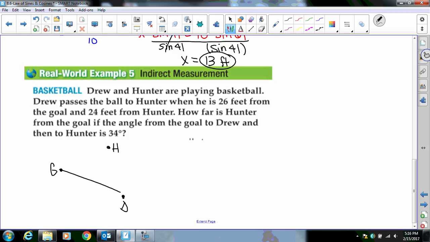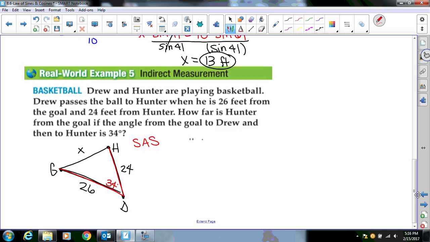So Drew is 26 feet from the goal, and he's 24 feet from Hunter. How far is Hunter from the goal? So that's our x. If the angle from the goal to Drew and then to Hunter, so that angle there is 34 degrees. Okay, this time you're given two sides and the angle between it.